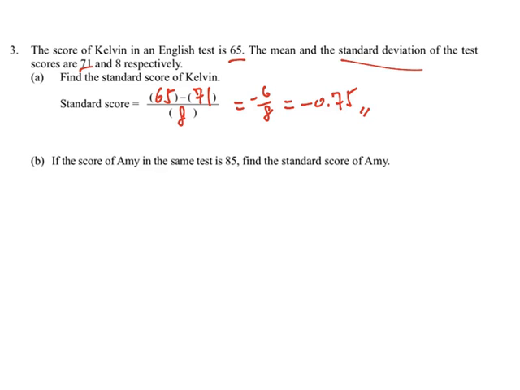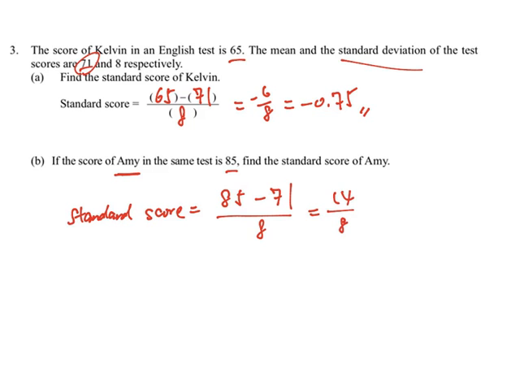For part B, another student, Amy, her score is 85, so the standard score: 85, use the same mean of the class, 71, divided by 8. So 85 minus 71 is equal to 14. 14 divided by 8 is 1.75.